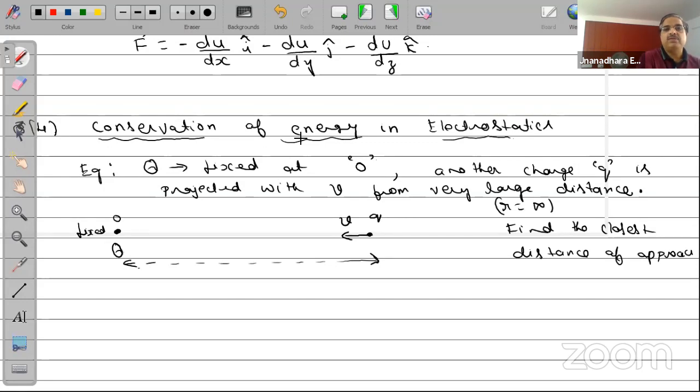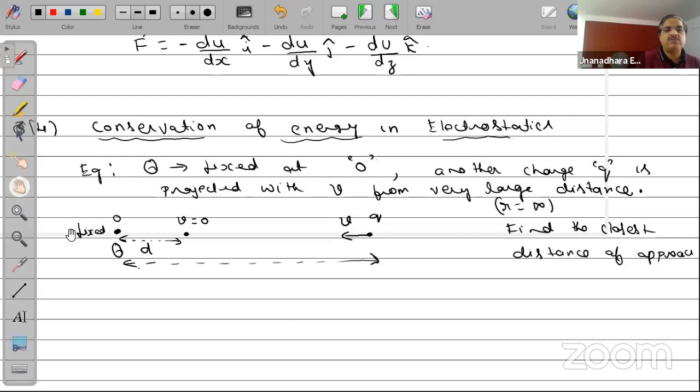Now, what does it mean? What is it that we are looking at? You have this coming here, and as it comes closer and closer to this, the potential energy keeps on increasing. When it comes to a point here, all the kinetic energy would have got converted to potential energy, and the velocity at this point will become 0. This distance is what I call the minimum distance of approach. We have to find out what that minimum distance of approach is going to be.